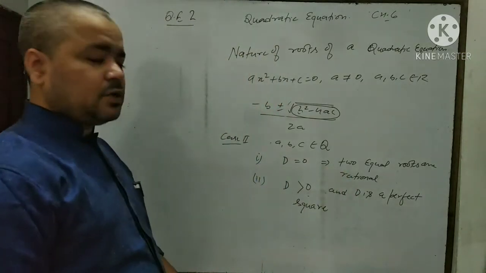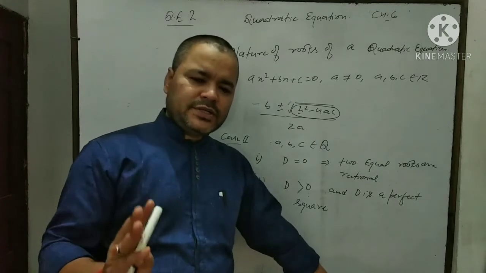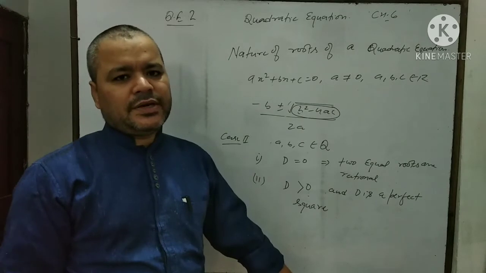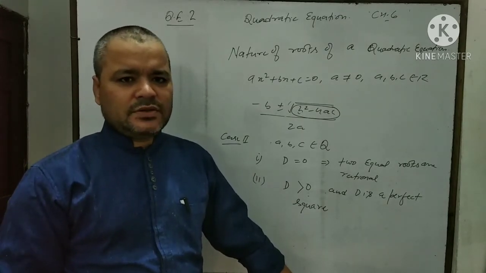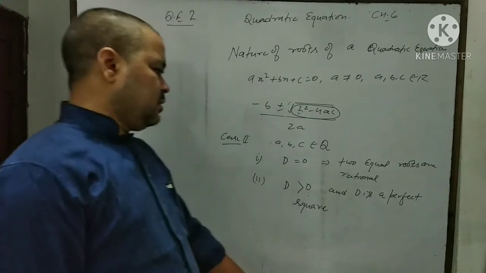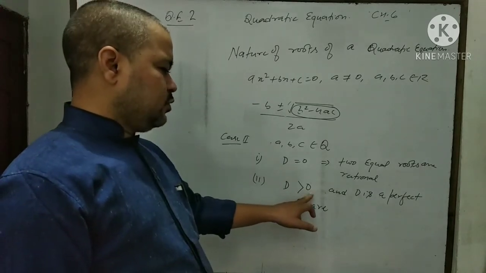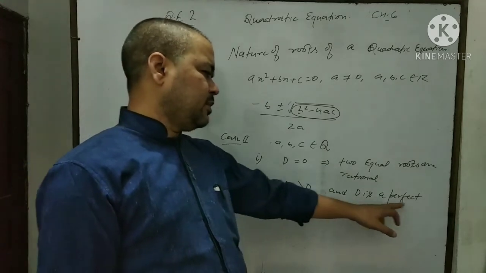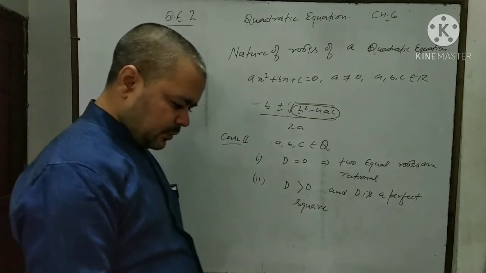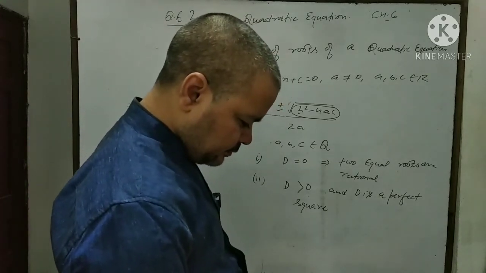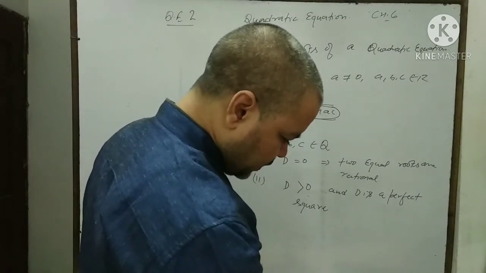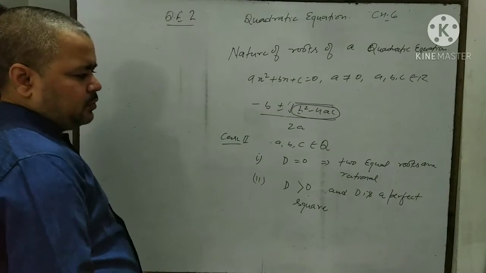You know what a perfect square is? 1 is a perfect square, 4 is a perfect square, 9, 16, 25, 36, 49. These numbers are perfect squares. So if D is greater than 0 and D is a perfect square, in that case the roots are rational and unequal.